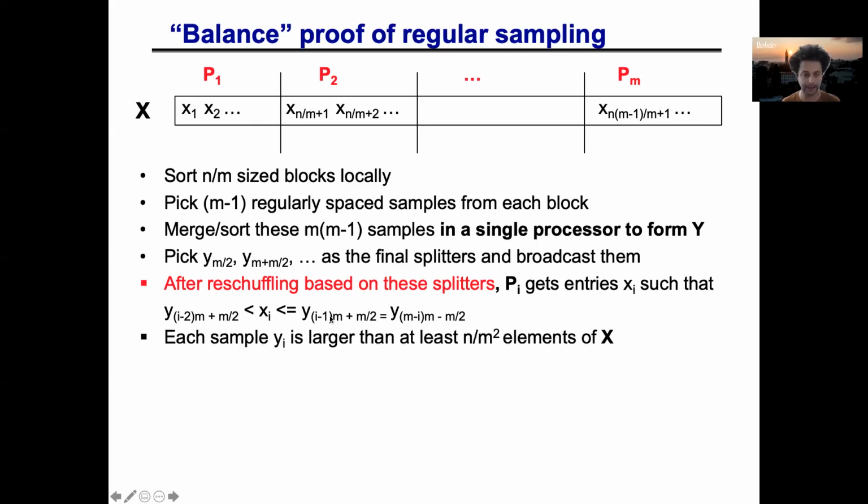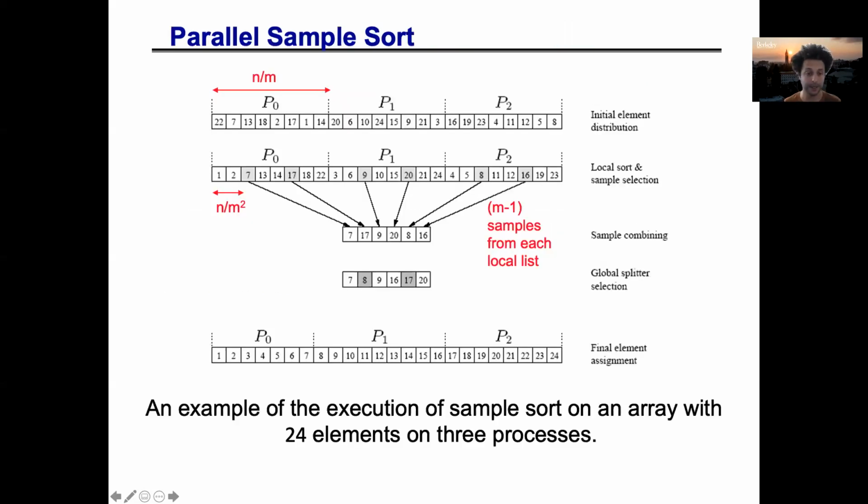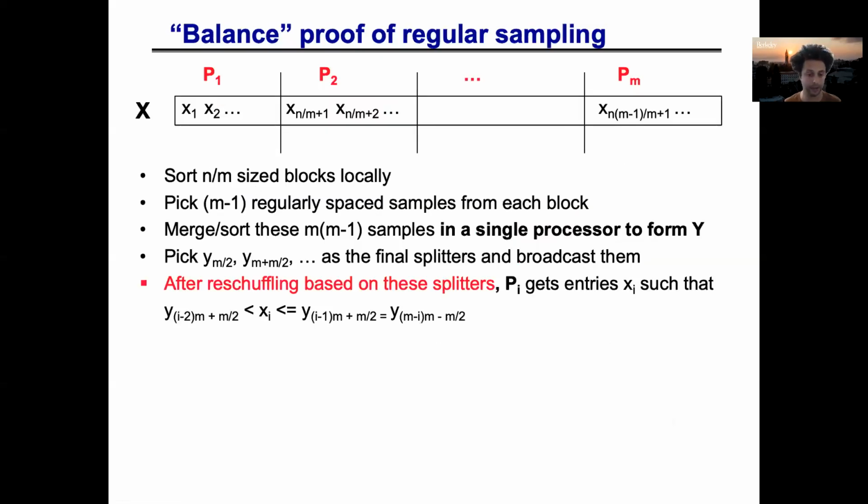The key thing here is that each sample y_i, forget about splitters, the samples that I chose the splitters from, is larger than at least n over m squared elements of the whole list. We know this because of this little picture. Each one of these samples I chose is larger than n over m squared elements. That's all we need to know to prove certain bounds.